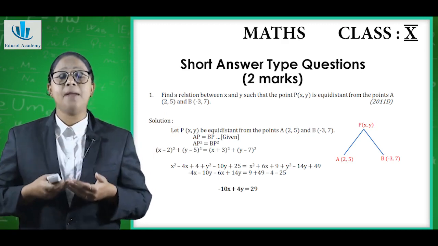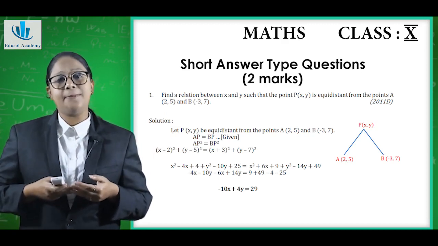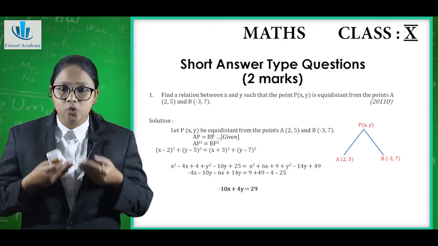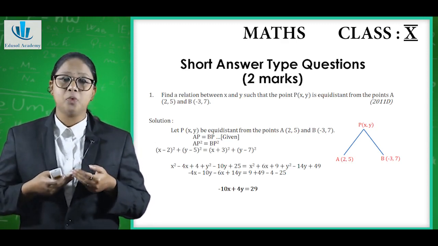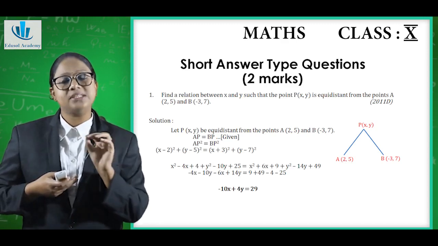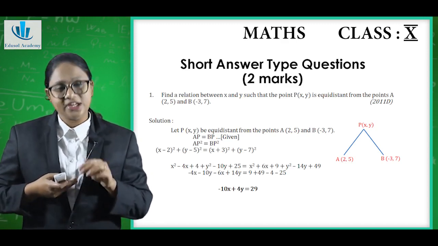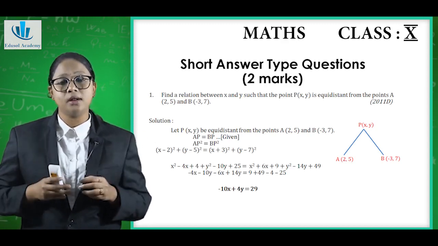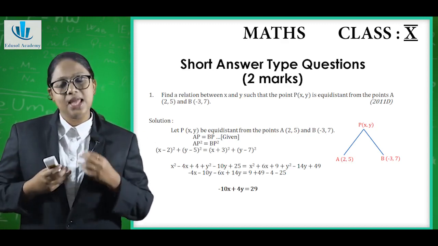That has been shown in the figure. You can directly apply the distance formula. AP is equal to BP and we can square it. Why are we squaring it? According to the distance formula, it is root of (x2 minus x1) whole square plus (y2 minus y1) whole square. So if we equate the two distances and square, the root will get cancelled then and there.